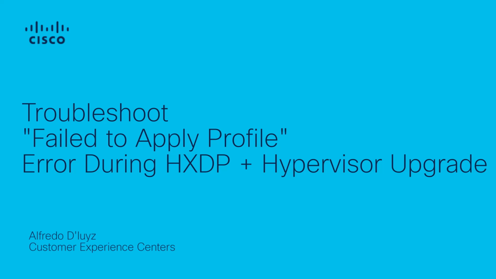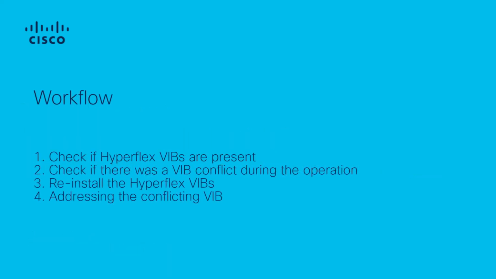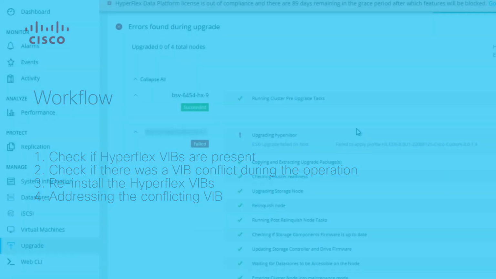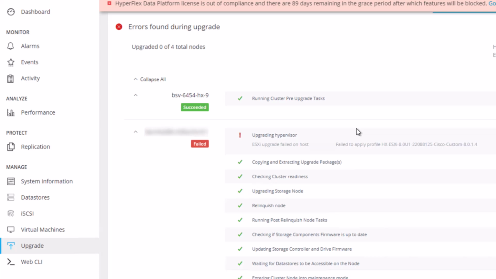how to troubleshoot the fail to apply profile error when upgrading your Hyperflex and Hypervisor version from HX Connect. This happens when there is an issue while updating the Hypervisor profile, and the most common cause of it is a VIB conflict. This video shows how to address this scenario, and the workflow for this is as we see on the screen. When the upgrade fails in this step, the host is probably in maintenance mode.